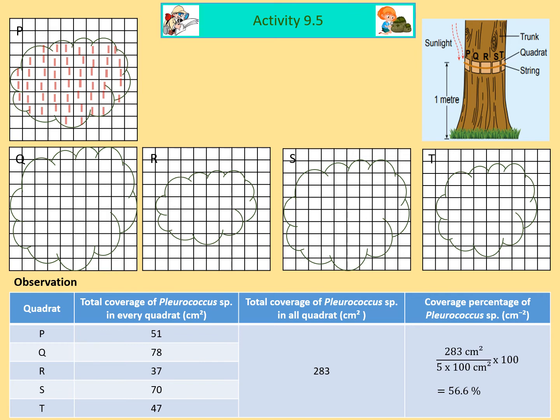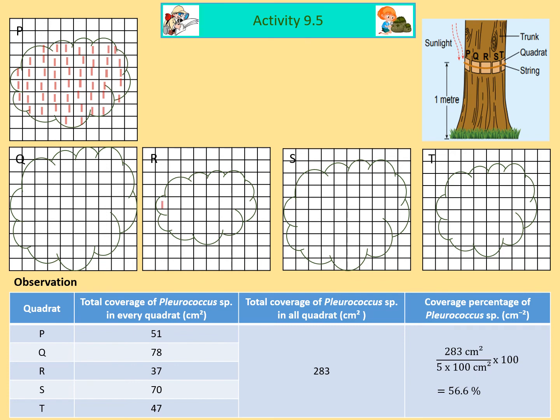Okay, Q is 78. R is 37, S is 70, and T is 47. Okay, we try to count R, because R is the last one.